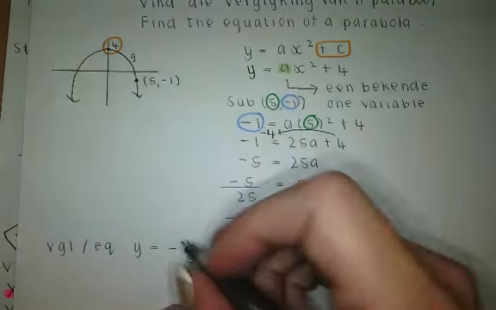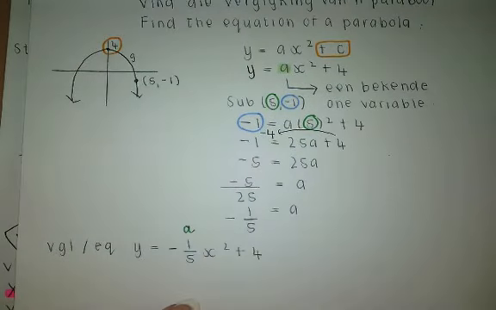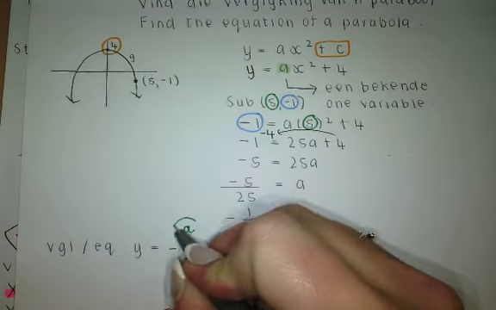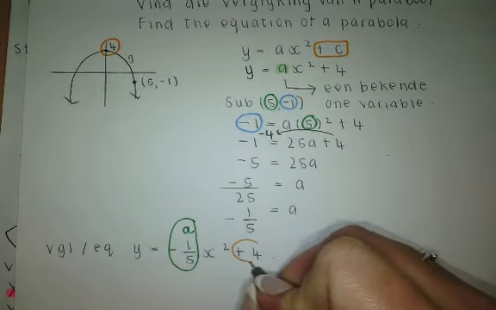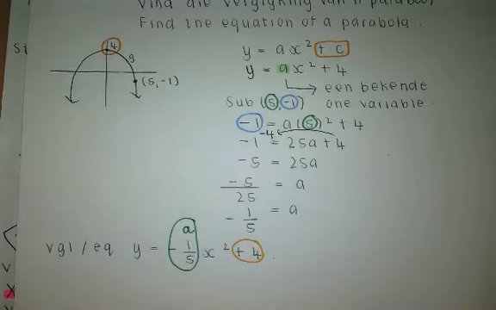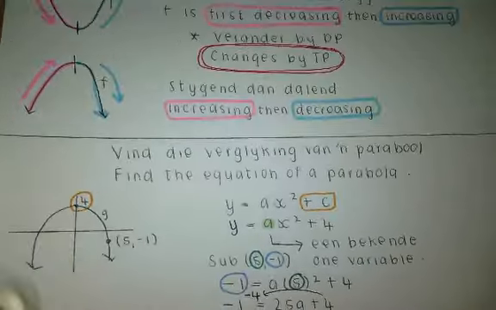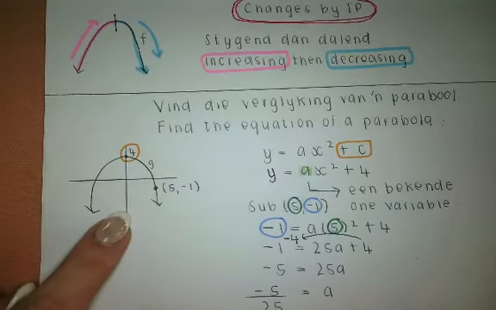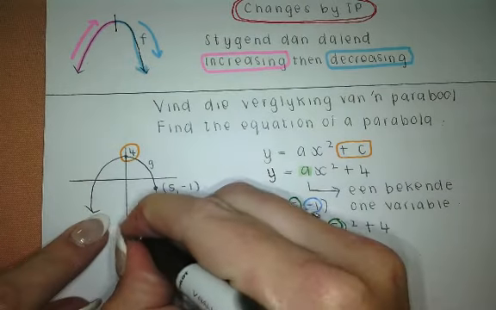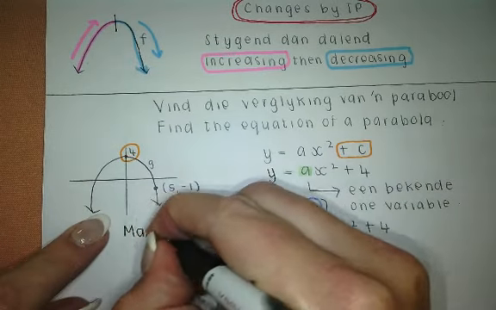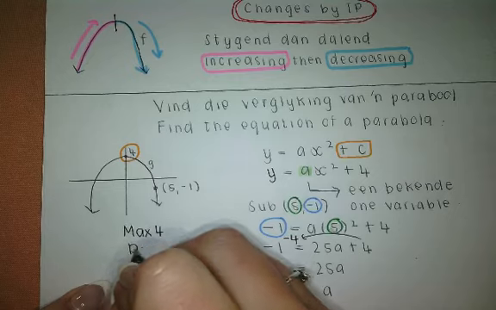Okay, finish it off for me. My equation is a's value, which is what we calculated, -1/5, and c, which we got from the graph. Do I have a max or min? My max is 4.